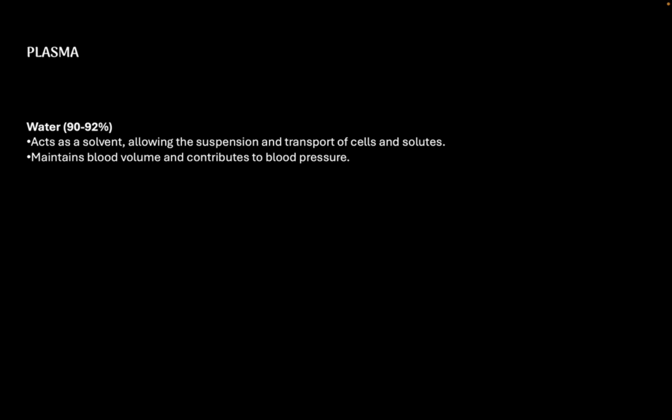The water in plasma helps transport substances and maintain blood volume and pressure. But what makes plasma really powerful are its proteins. The main plasma proteins are albumin, globulins, and fibrinogen. Albumin is the most abundant and has two key functions.